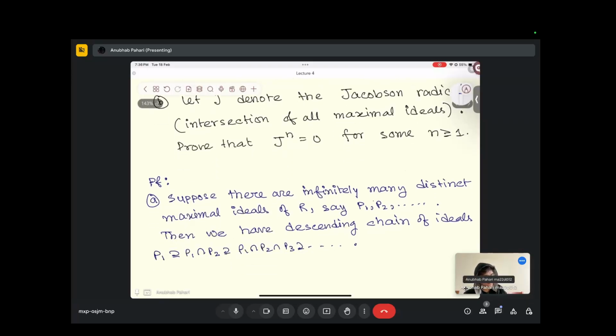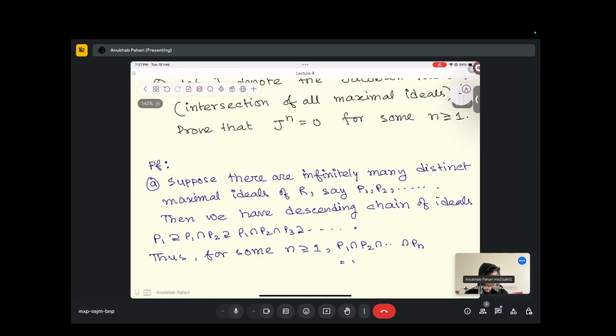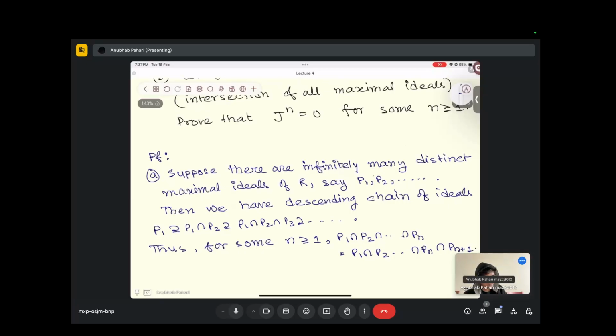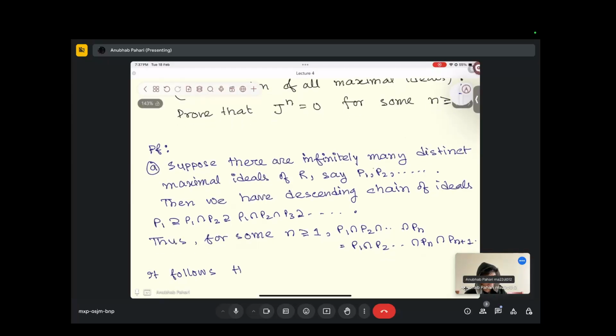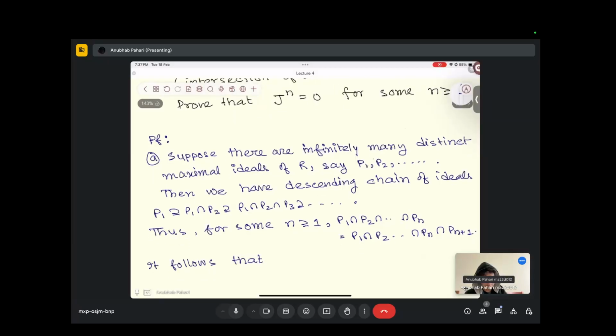Thus, for some n greater than or equal to 1, P1 intersection P2 up to Pn should be equal to P1 intersection P2 up to Pn intersection Pn plus 1. It follows that P1 intersection up to Pn is contained in Pn plus 1.